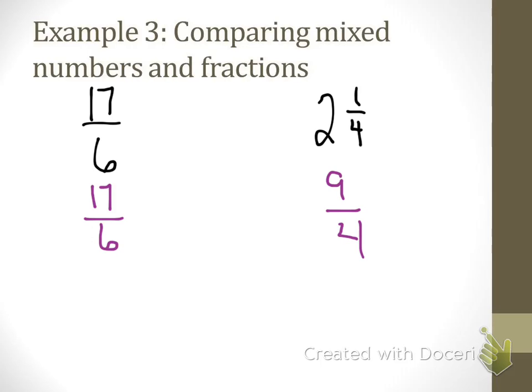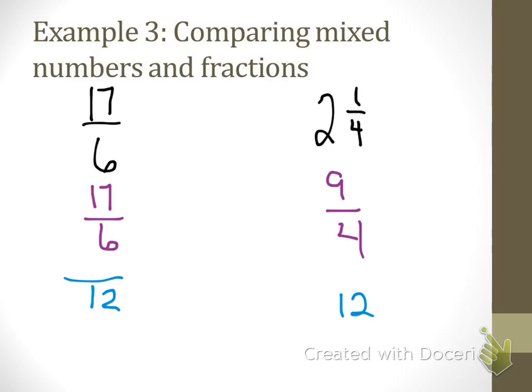Now, can we compare them as they are and say 17 is bigger? Can we? Think back to what we just learned. No, we can't. Why? Because their denominators are different. Very good. So we go through our list of multiples. Can 4 go into 6? No. Can 4 go into 12? Yes. So 12 is our LCD. Remember, you don't have to write the multiples on the side unless it helps you, but 12 is going to be our LCD.